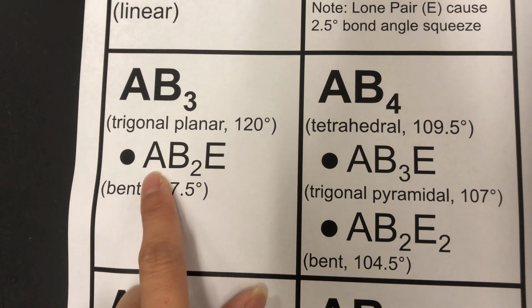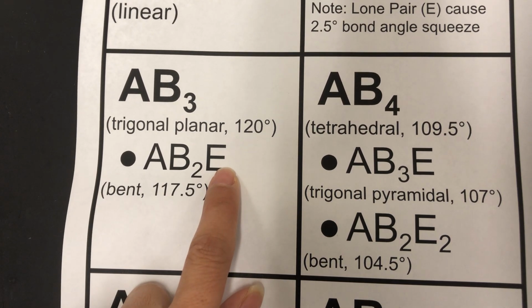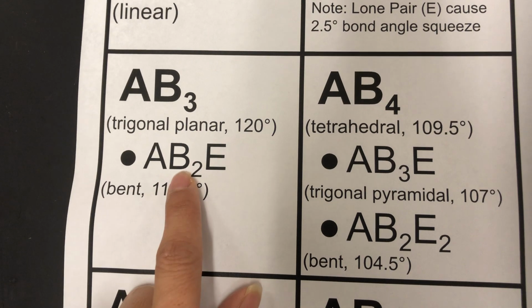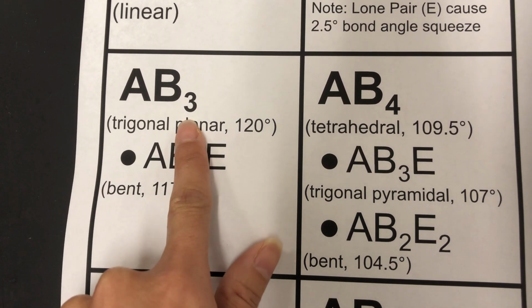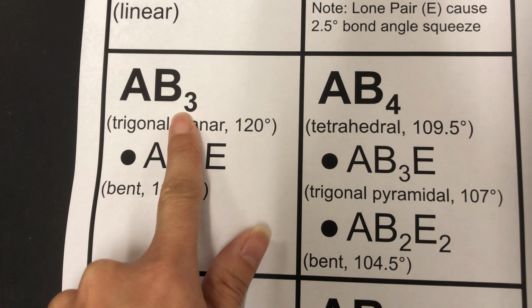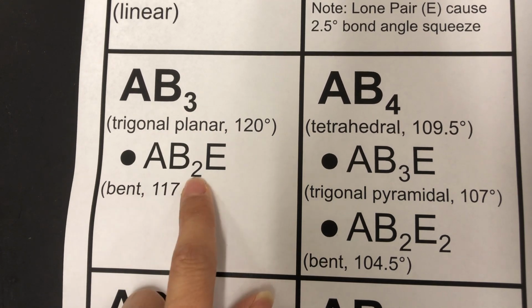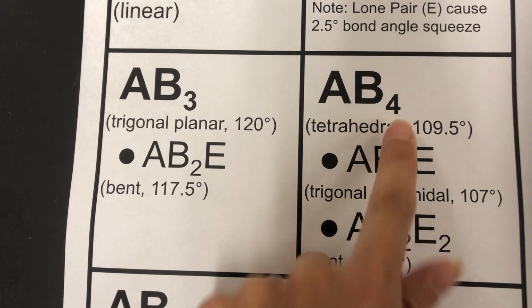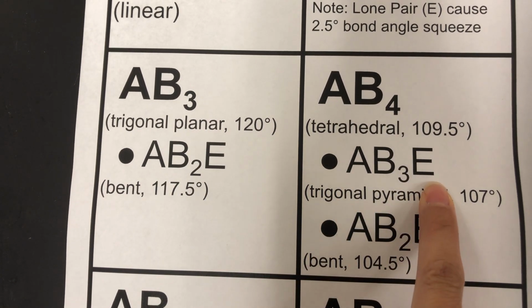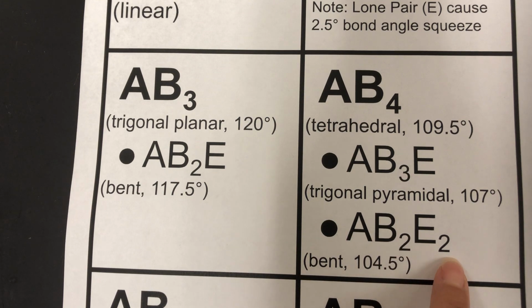And notice in your derivatives, you've got E. E is your lone pair. Your B and your E added together, 2 plus 1, will give you your 3, which is your root shape, AB3. So you have AB2E for AB3. And in AB4, you'll see AB3E as well as AB2E2.